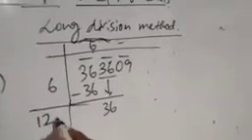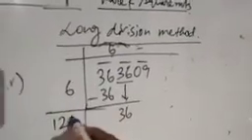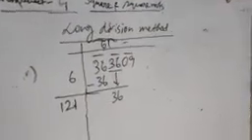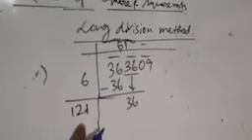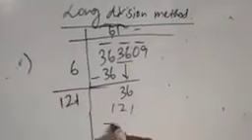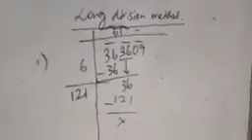So if we put any number here, suppose we put 1, so here also it will be 1. That means 1 into 121. We will multiply 1 into 121. The number will be 121, which is greater than 36. So we cannot subtract. Clear?